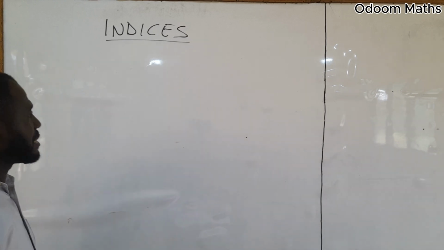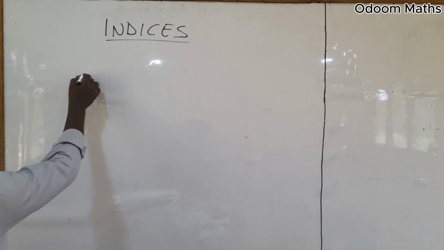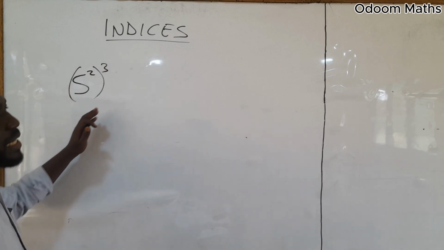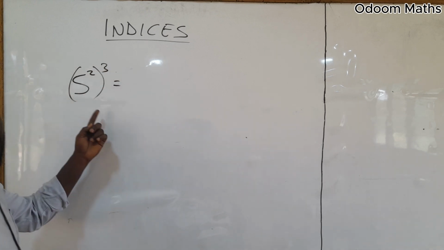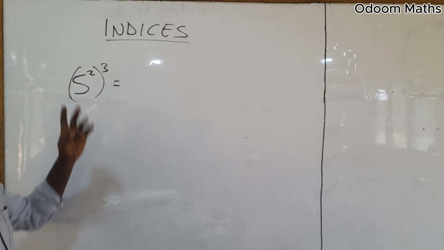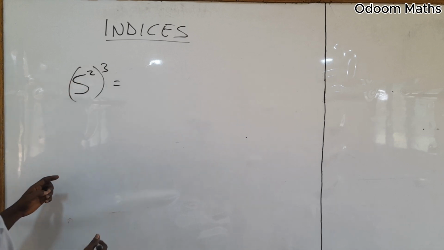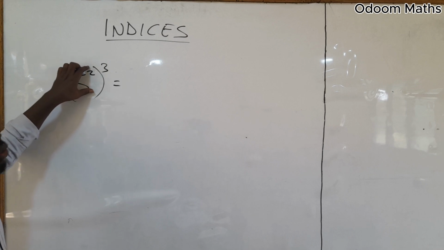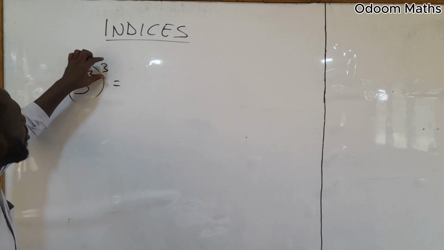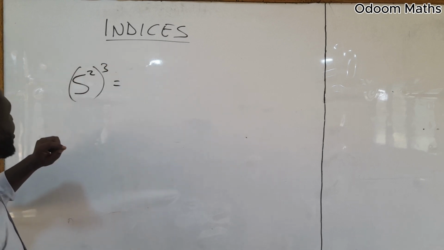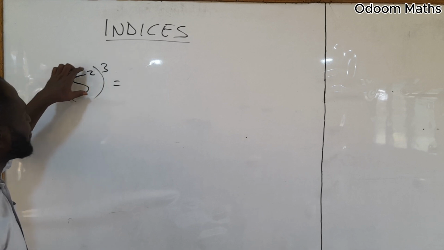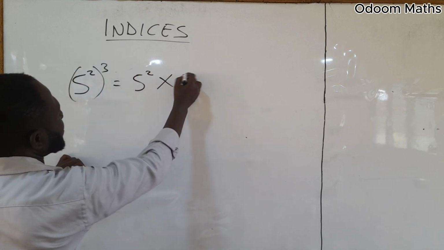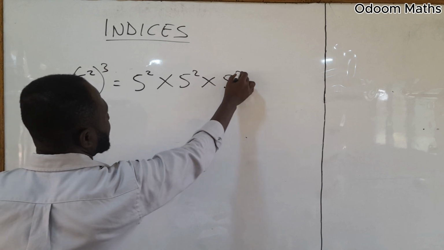Okay, now let's move forward. Once again, let's look at this also. When you have 5 to the power 2, all to the power 3, in what way can we write this? We can write this as 5 to the power 2 multiplying itself 3 times, or 3 of 5 to the power 2. So that is 5 to the power 2 times 5 to the power 2 times 5 to the power 2.